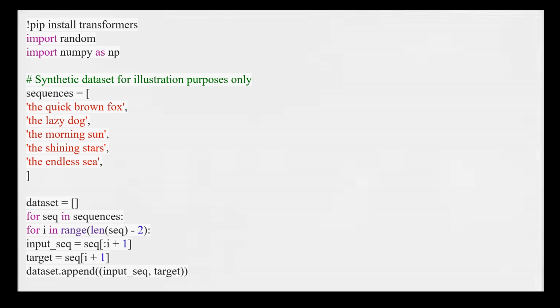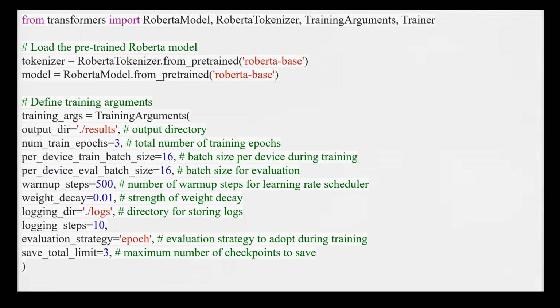For this, we'll first install the necessary libraries, then we'll create a synthetic data set. In this case, we'll use a simple sequence-to-sequence task where the model learns to predict the next word given the previous words in a sequence. Next, we will use the RoBERTa model, which is a BERT-like model from the Transformers library. We'll fine-tune a pre-trained RoBERTa model on the synthetic dataset.